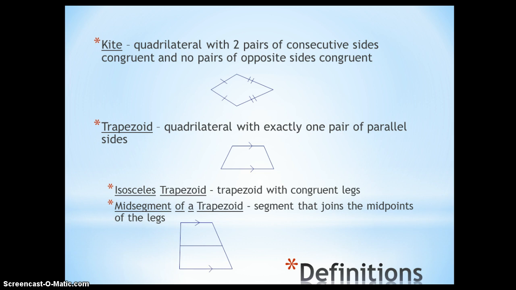A midsegment of a trapezoid is a segment that joins the midpoints of the legs. So if you look at our diagram, the midsegment joins the midpoints of the two legs. I know the top and the bottom are the bases because they're parallel, and the midsegment will go from one leg to the other leg.